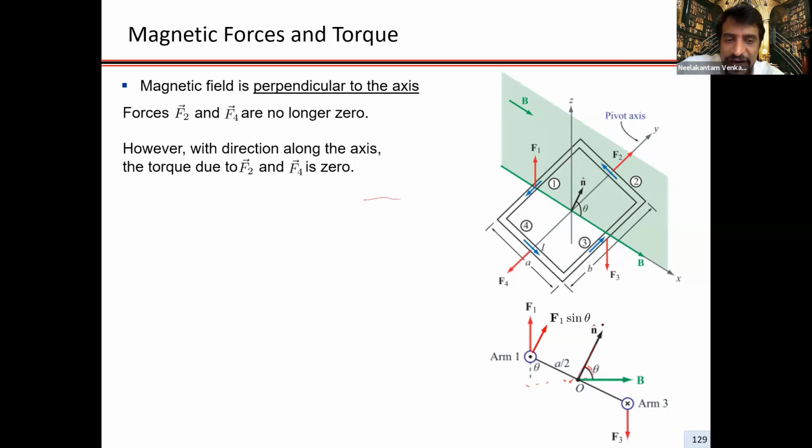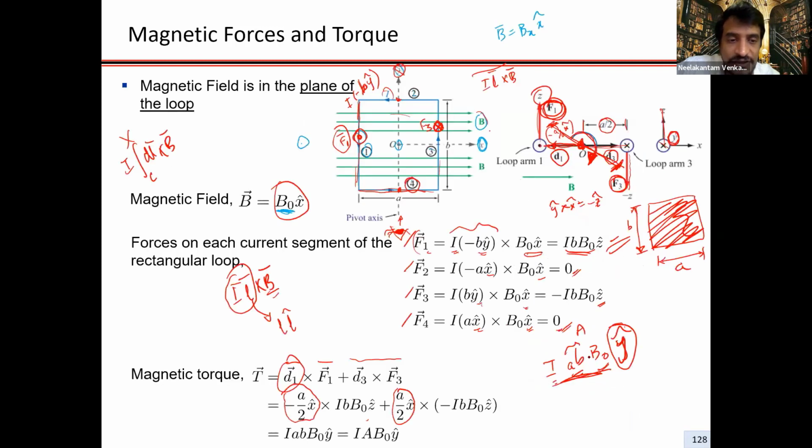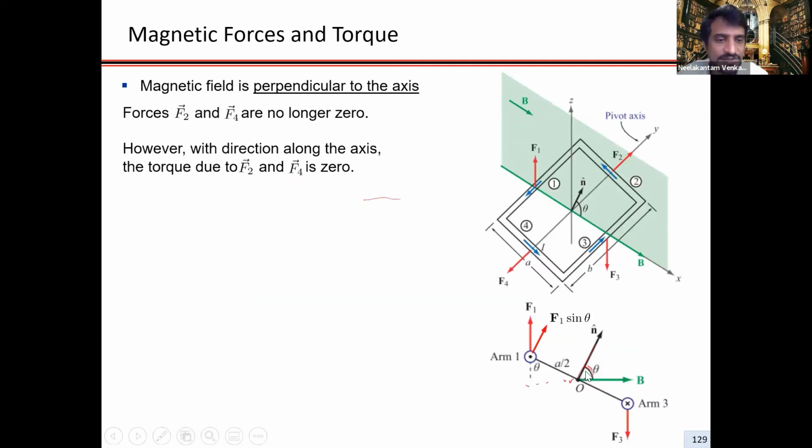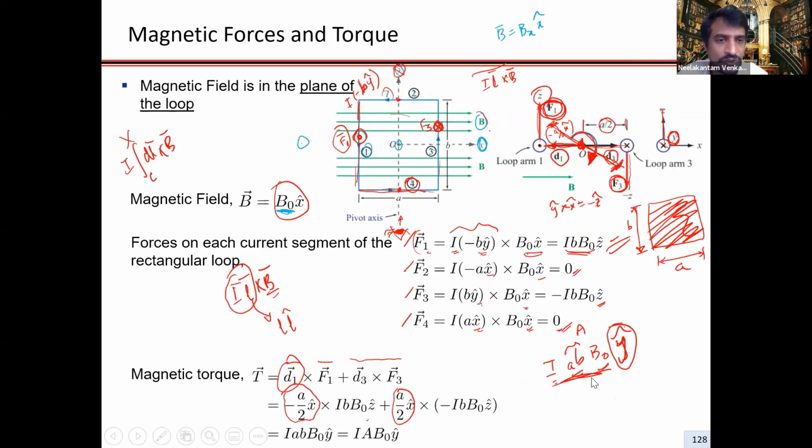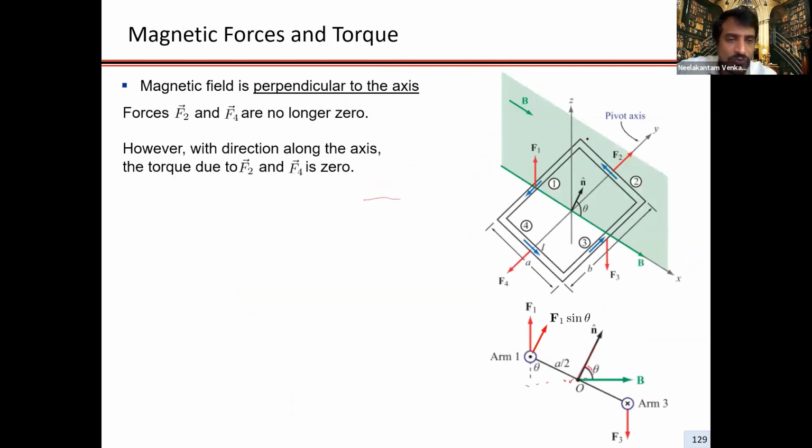With this picture in mind, if I compare the scenario in the previous slide with this slide, this theta that you see here is going to be the special case of 90 degrees. When theta is 90 degrees, the B field is like this and my coil is like this, so the normal to the coil is like this. It makes an angle of 90 degrees, which is what your previous case would have been.